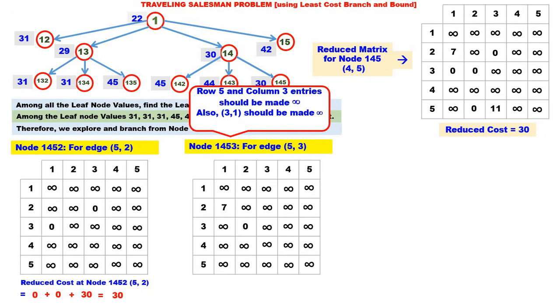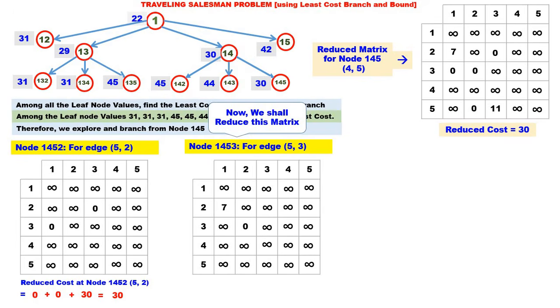Yes. Now we should reduce the rows and the columns. Now, first row, all the elements are infinity, nothing doing. Second row, the minimum element is 7. So we should take that 7 and 7 should be subtracted from all the elements of the second row. 7 minus 7 is 0 and infinities will remain infinity. Third row, minimum element is 0, no change. Fourth and fifth row, all the elements are infinity, nothing doing. So row reduction is over.